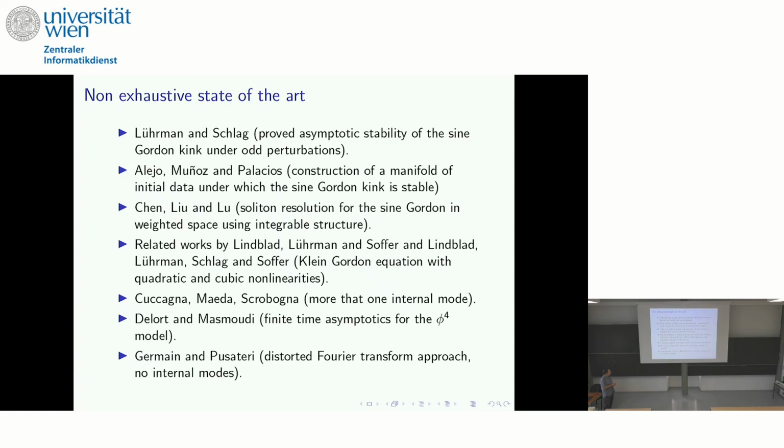And finally, I should also mention the work of Germain and Pusateri, where they used the distorted Fourier transform approach to prove asymptotic stability of kinks, but with no internal mode. So they also have to assume oddness. They don't allow for Lorentz transformation, and there are no internal modes. Okay, so this is all I wanted to say. Thank you very much.